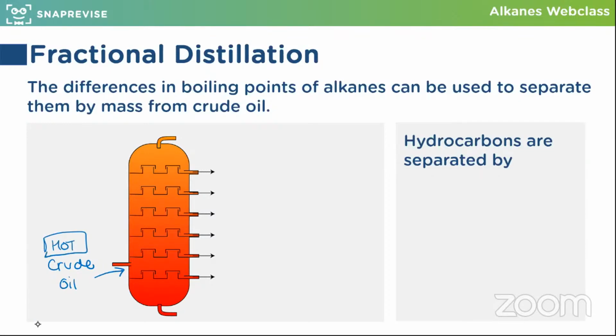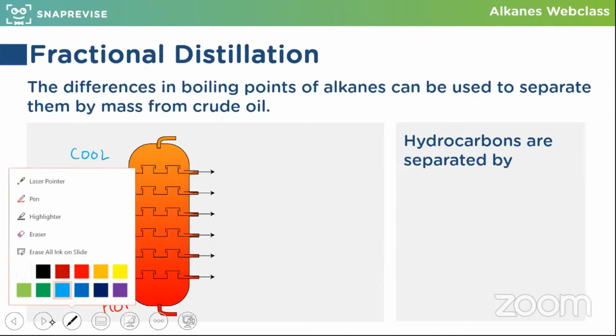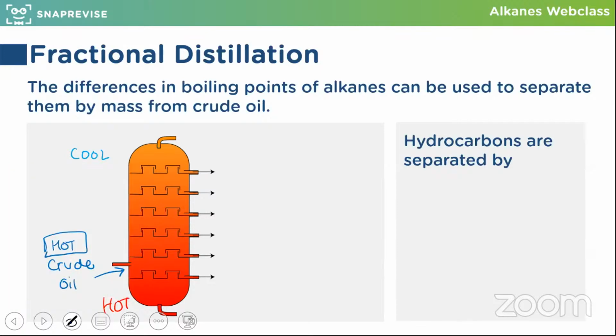And I'm just going to change my colors. So the one thing I always remember about fractional distillation columns is they're backwards to what we would normally think about. Hot is at the bottom. And then our cool or colder is at the top, which is backwards compared to what we would normally consider, because we normally think about hot things as being less dense, so rising. But in this case, it's the other way around. Hot is at the bottom, cool is at the top.